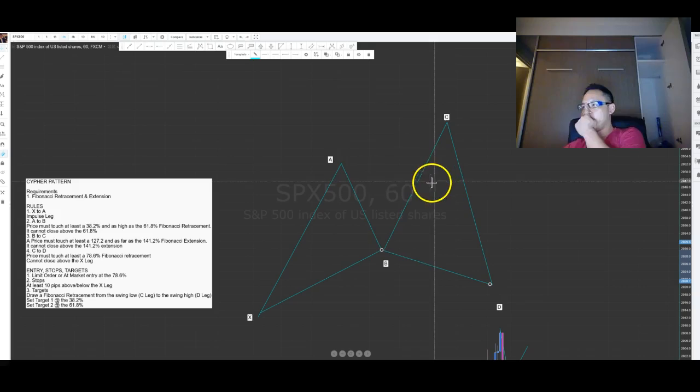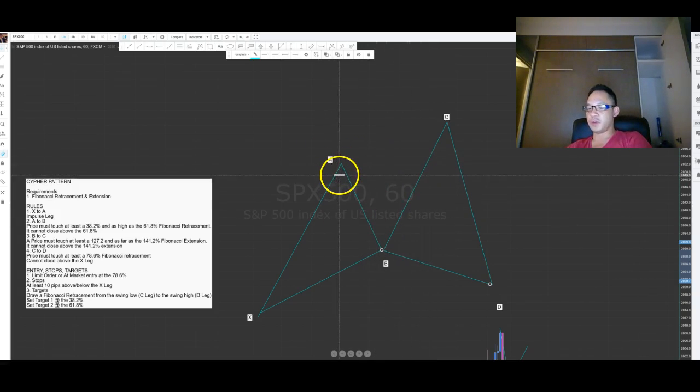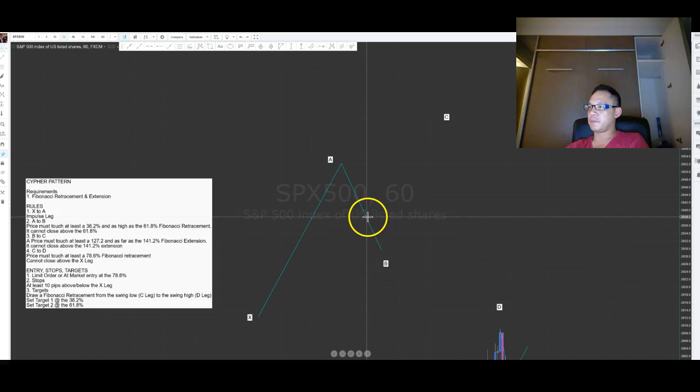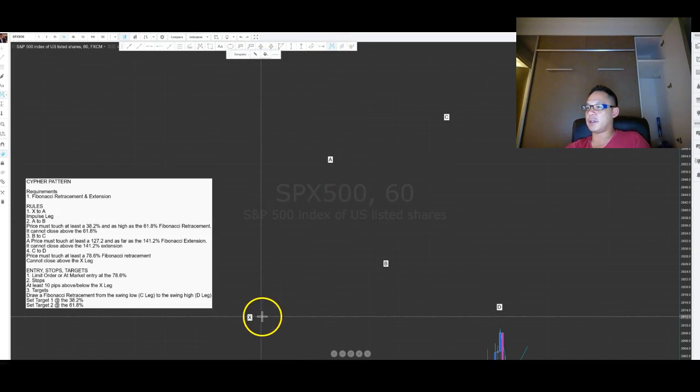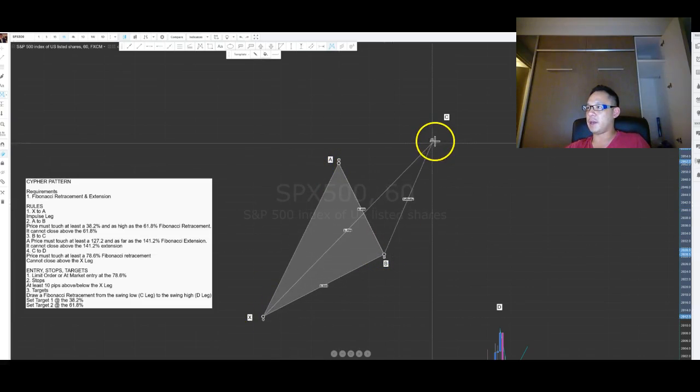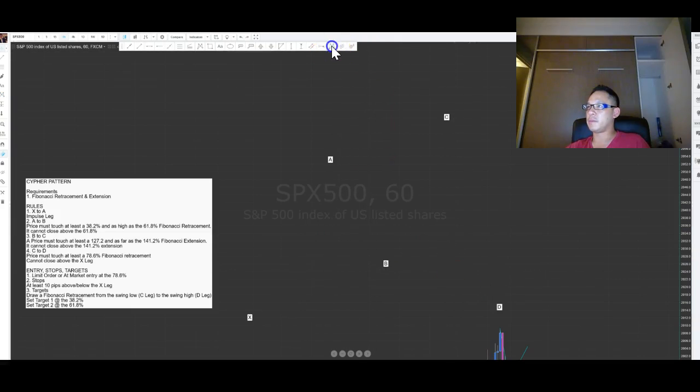Now, I've just drawn that as an example. What I'll do now is show you using an actual tool. I should have used the tool actually. I don't know, it doesn't matter. Regardless, it's a continuation pattern, right? Not a counter trend pattern. So I'll explain more about that later. But X, A, and B. Sorry.